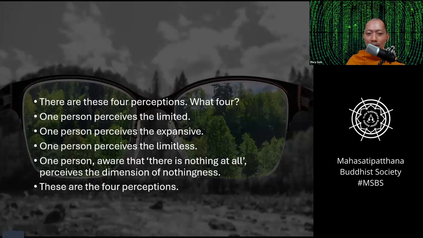So it's got to do with your spatial awareness. Then the third one perceives the limitless. This limitless starts to talk about the formless concentration, the perception of infinite space and the perception of infinite consciousness. Then the 4th one: one person aware that there is nothing at all perceives the dimension of nothingness. That's the seventh level of concentration, or the third formless concentration.